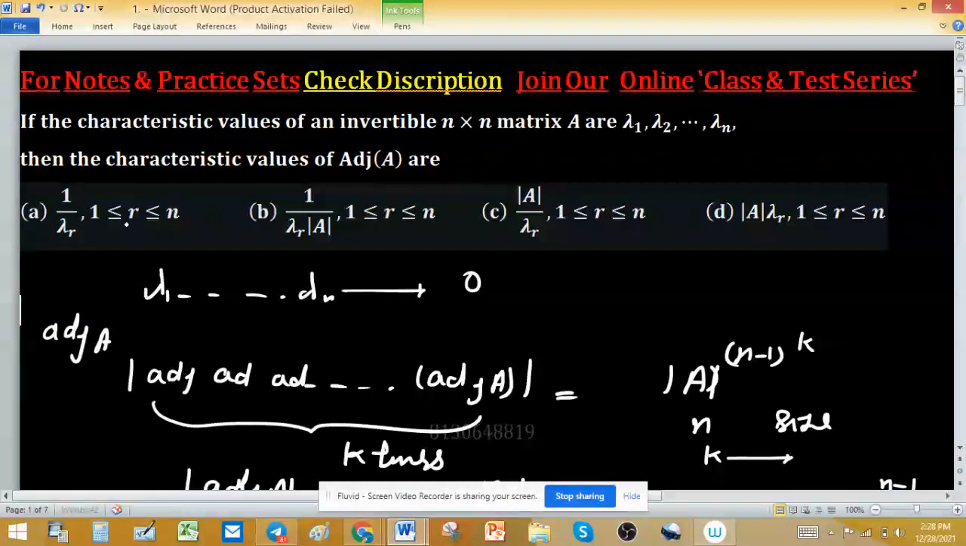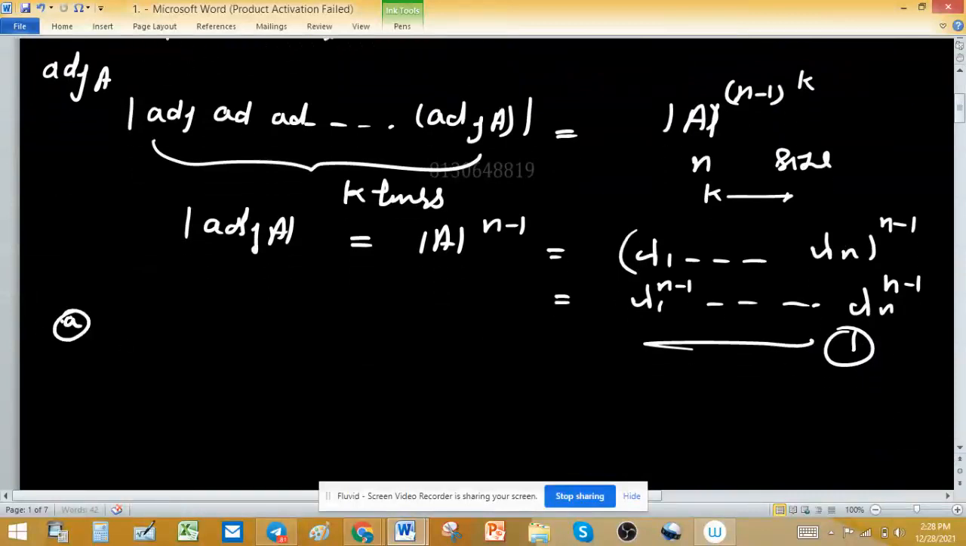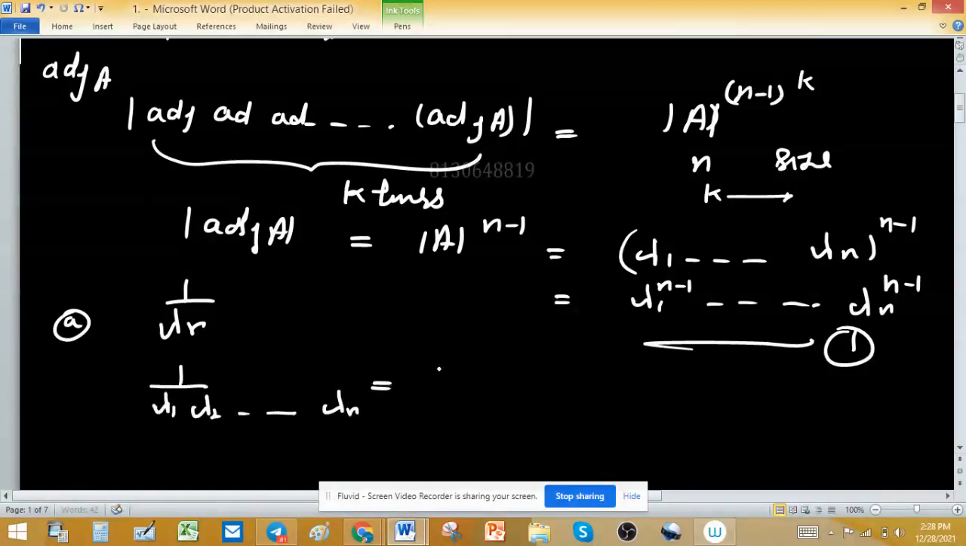Options are given for the eigenvalues of adjoint A, so we verify which eigenvalues give this determinant of adjoint A. Option A is 1 upon lambda r, where r goes up to n. The product of the eigenvalues will be 1 upon lambda 1 lambda 2 up to lambda n, which equals 1 upon determinant of A, and this is not equal to determinant of A raised to the power n. So option A is not true.